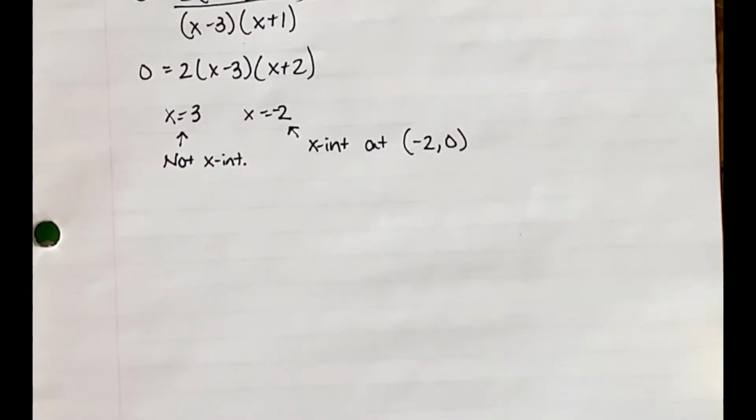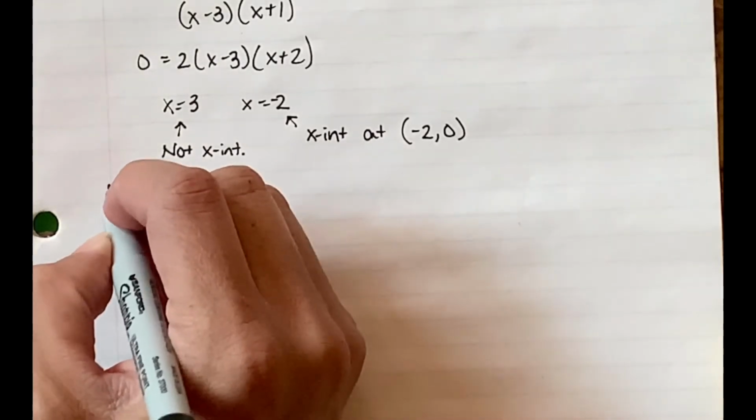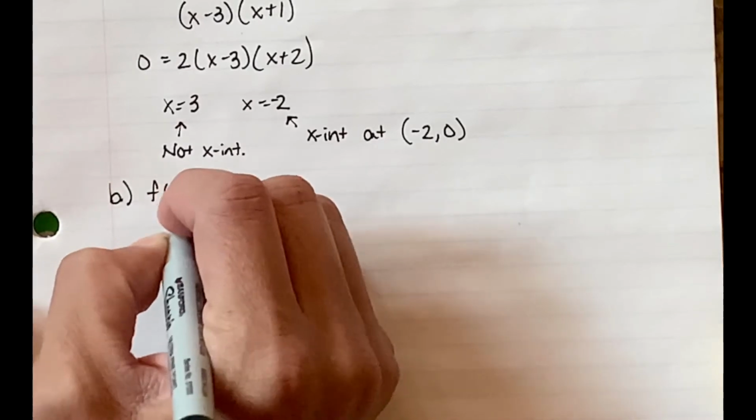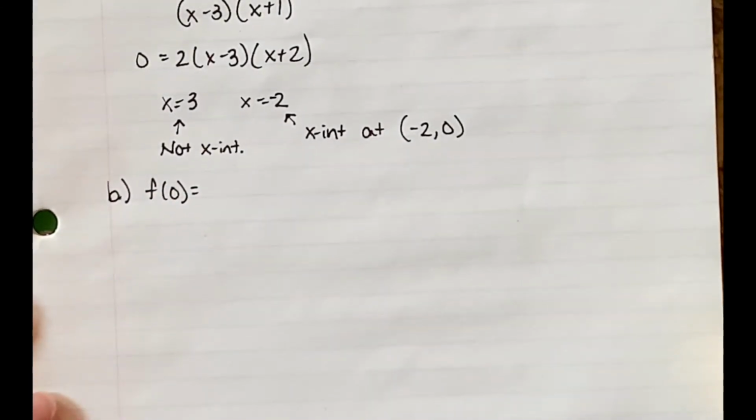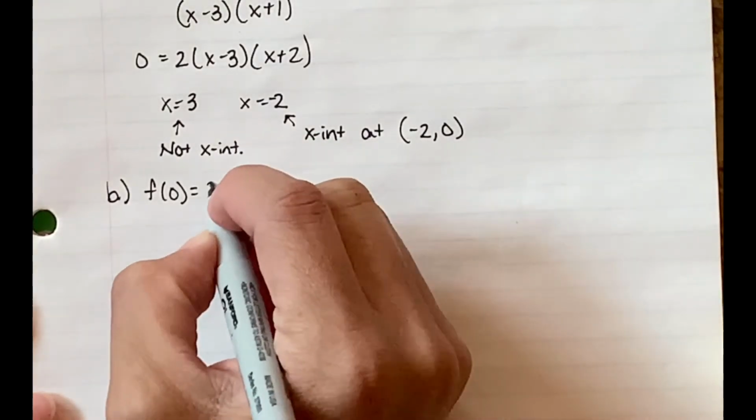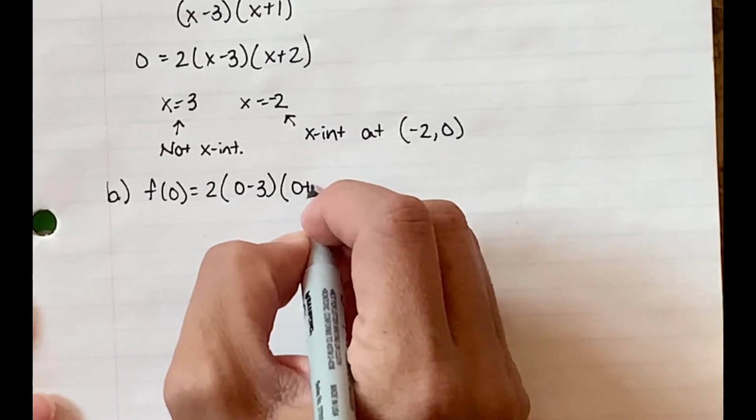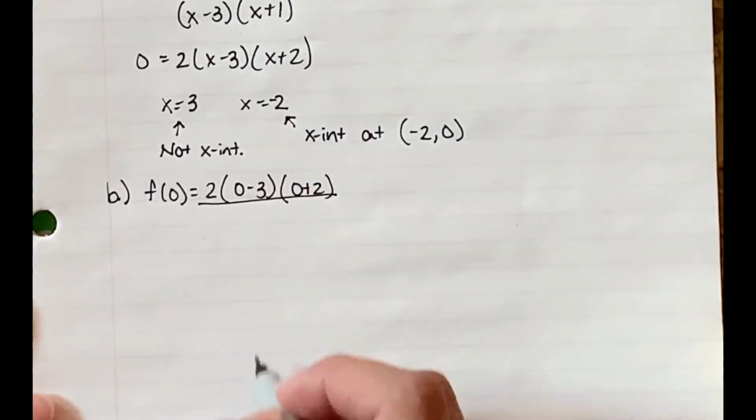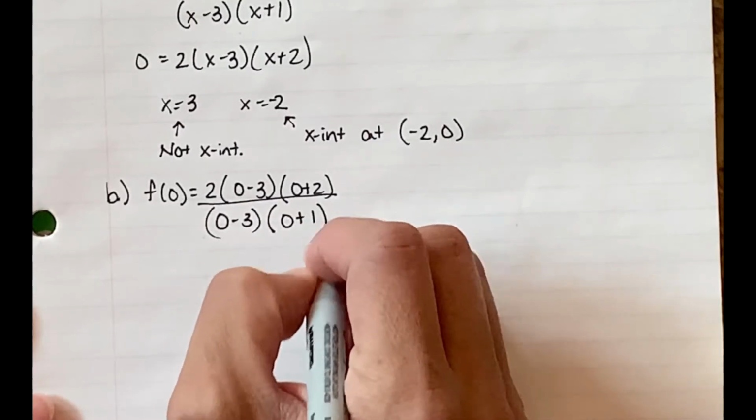Question B asks us to determine where the y-intercept occurs. As a reminder, the y-intercept occurs when x equals 0. So for the y-intercept, we're trying to find f of 0. So you're going to take 0 and plug it in everywhere you see an x. So we're going to take 2 times 0 minus 3 times 0 plus 2, divide that by 0 minus 3 times 0 plus 1.